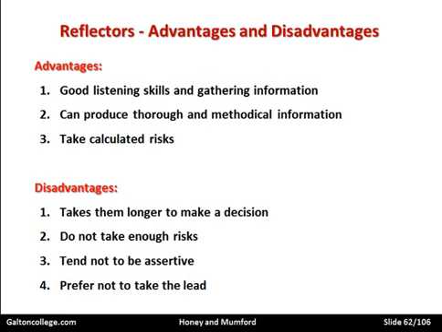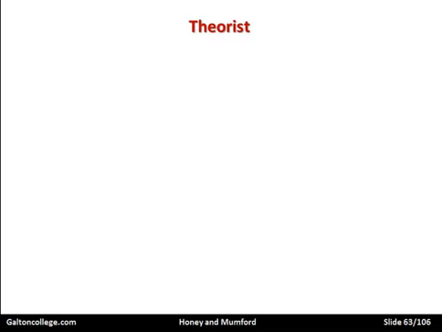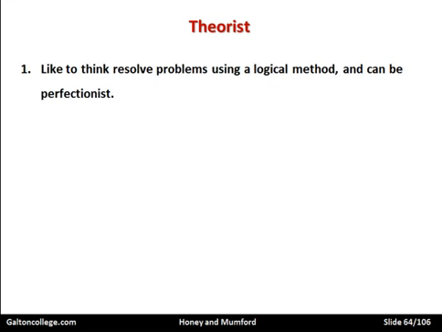Now let's look at the next type of learner. This is the so-called theorist. Well, these like to think, resolve problems using logical methods, and they can be perfectionists. They're very committed to theorizing. They're very committed to looking at problems and trying to resolve the problems. They like to resolve the problems by thinking, by looking at theories and looking at methods, and they want it precise, and they don't like any ambiguity or vagueness. They want it done precisely.